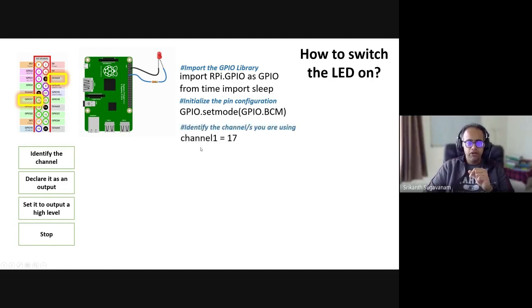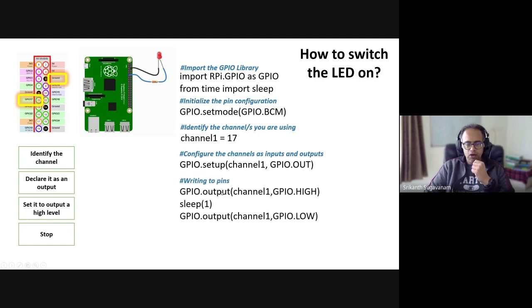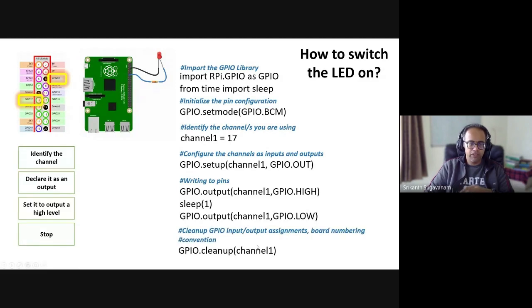All right. Then you are identifying the channel, which one of you actually mentioned. Raman mentioned that yes, you have to identify the channel, and you configure the channels as inputs or outputs. In this case, we want to configure it as an output. So that's why we have channel 1 GPIO out. And now we write to the pin. We want to switch on the LED, so we say channel 1 GPIO high, sleep for 1 second. We have imported another function from the time library, which says sleep for some time. So you sleep 1, and then you again set it to low. And finally, you clean up whatever GPIO initializations you have done. So this cleans up the board.